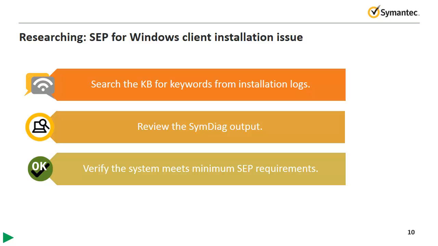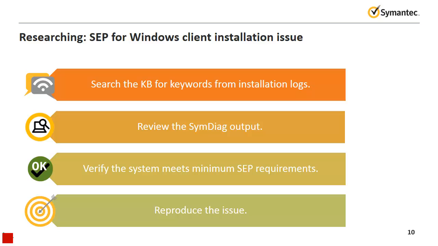Verify the system meets minimum SEP requirements by reviewing the installation guide. You can also reproduce the issue on a different system to break apart the problem. Sometimes this is helpful if you have a system that needs to stay online and you can only make changes within a particular change window. On the production system, you can roll back the changes and continue working the issue on the other system.